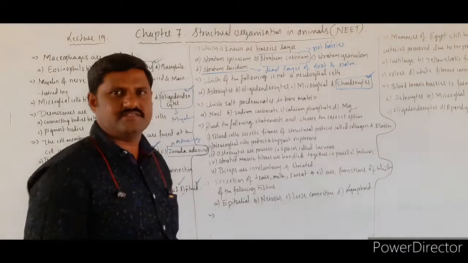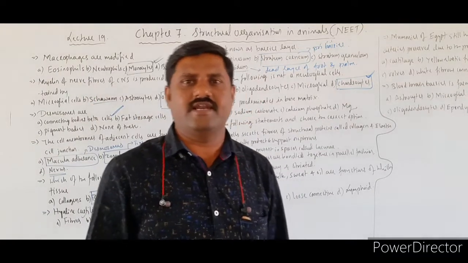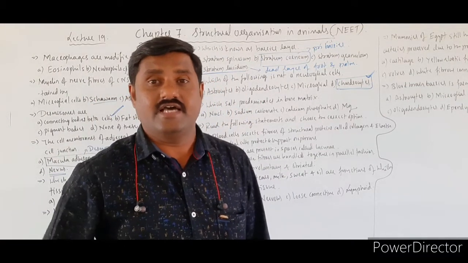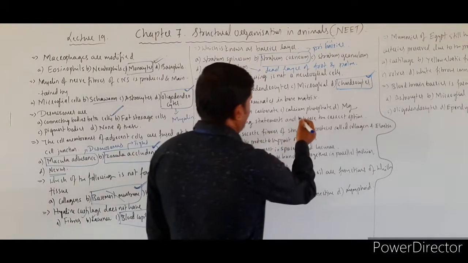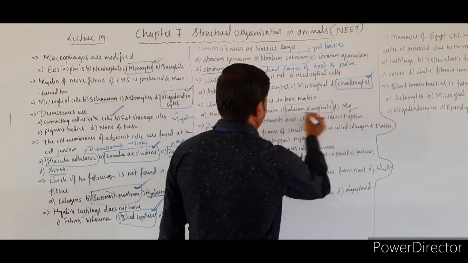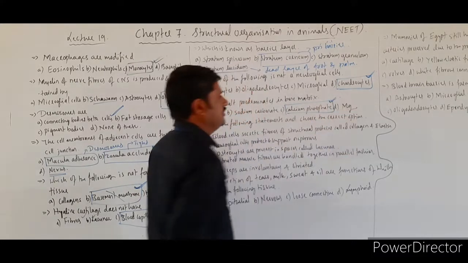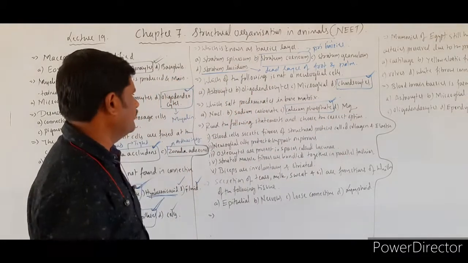So next one, which salt predominates in bone matrix? In bone matrix there are some salts like calcium mainly, as well as phosphate itself, right? So these are the predominant salts present in the bone matrix.